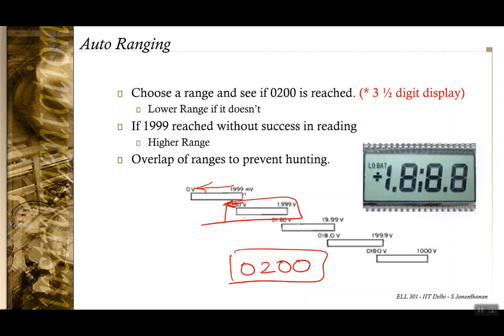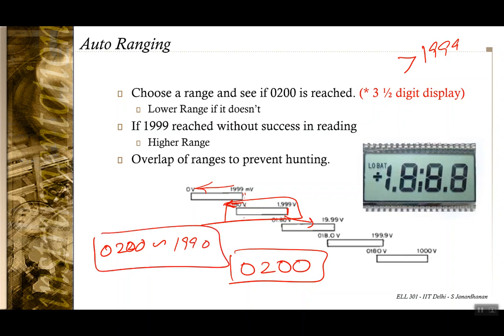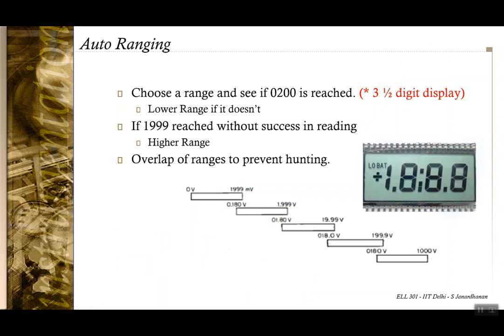And if it goes beyond 1999, then you shift to the higher range. And if the reading that you get is between 0200 and 1999, that is the range that you want to take in. Now what is the advantage? Anyway, there is an overlap between the ranges. Now let us take one or two cases and see how this works out.